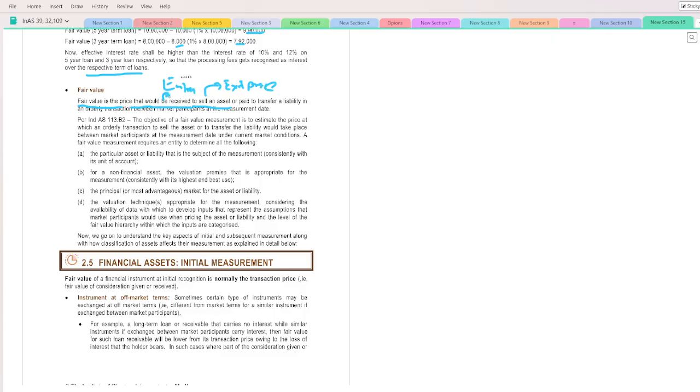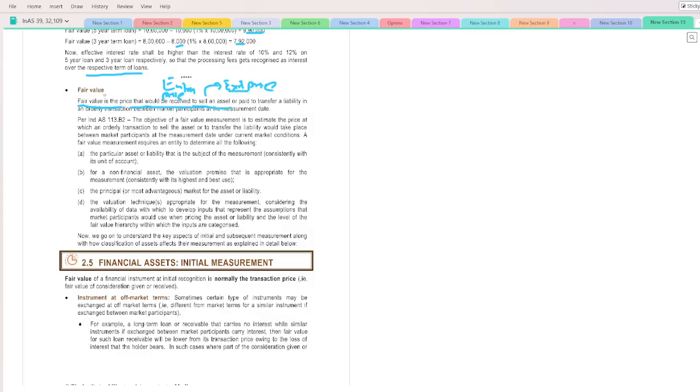Entry price means the price at which you are buying that asset. So it is not that thing. It is like when you are selling an asset, and whatever the price at which you are exiting, the price at which you are selling it, that is the price you need to consider.